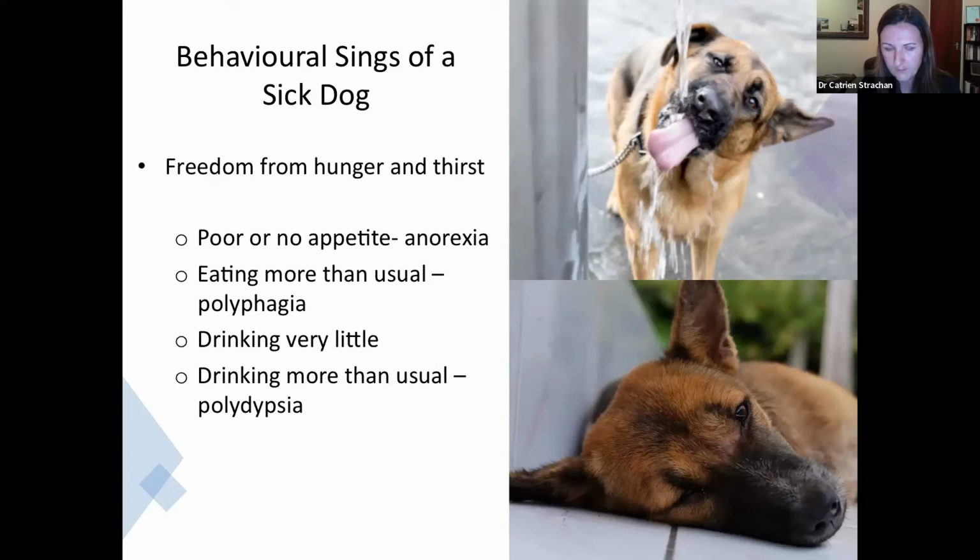So with regards to a dog's appetite and drinking, if it's got poor or no appetite, that could be a problem. We call that anorexia. But a dog could also start eating more than usual, and that's a condition called polyphagia. A dog may start drinking very little, which could indicate a problem. But more often than not, they start to drink excessive amounts of water. If you notice that change, that could potentially indicate that there's something wrong.